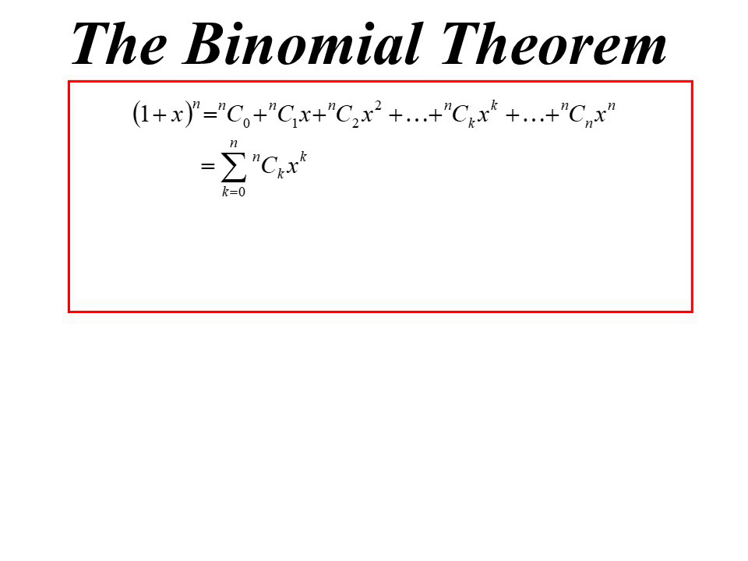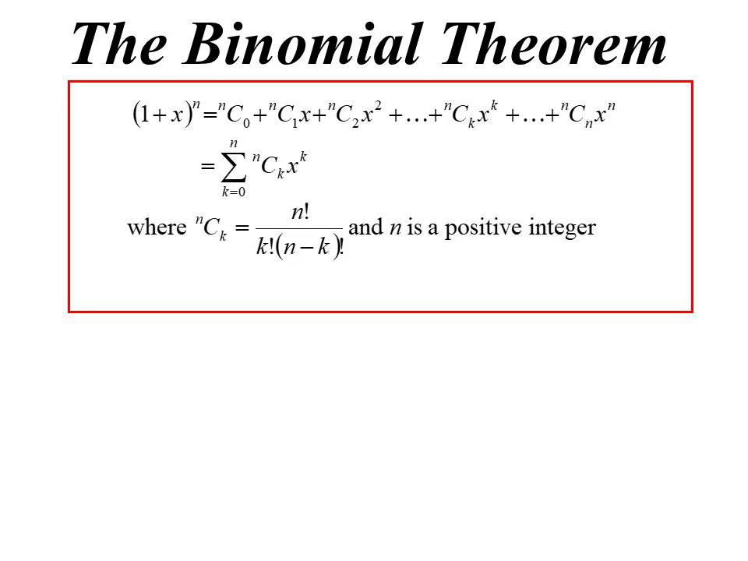I'll just take the sum of the general term, where my first term is when k equals 0, and my last term is when k equals n. And of course, nCk is our binomial coefficient, which we saw in combinatorics: n factorial over k factorial times (n minus k) factorial. Note, you will always end up with n plus 1 terms in the expansion. Remember, you're starting at 0.